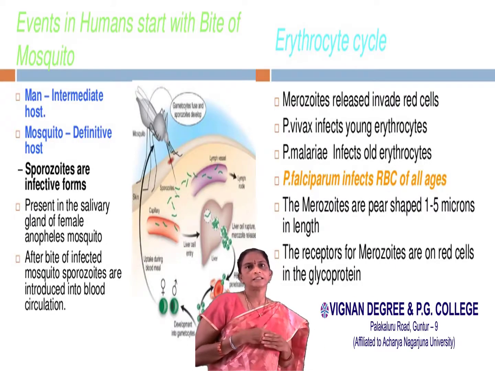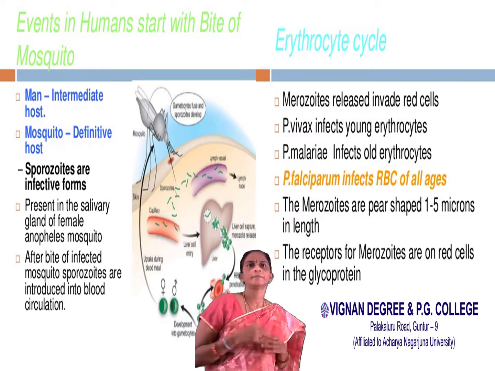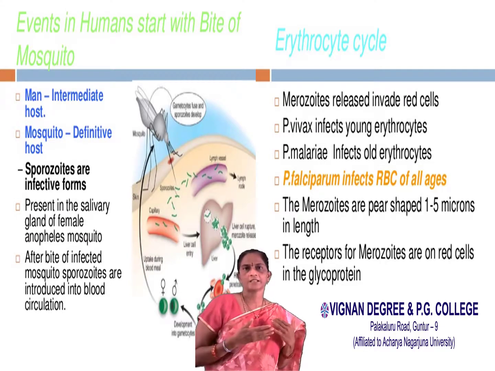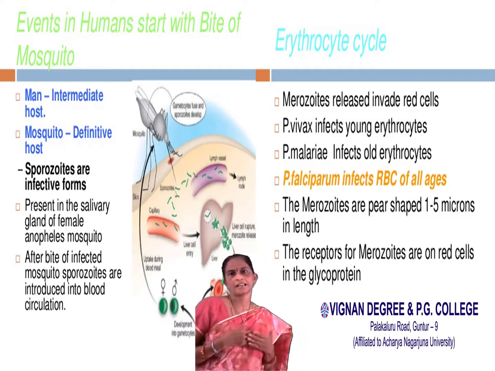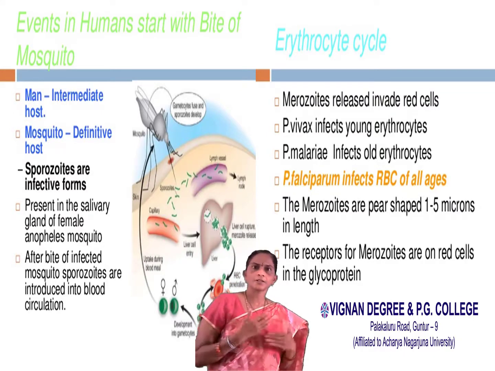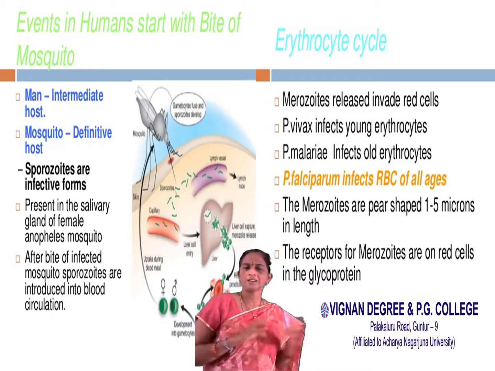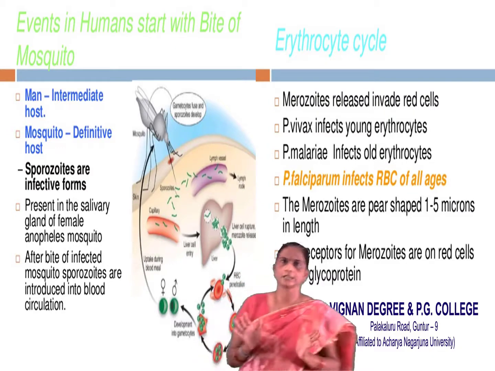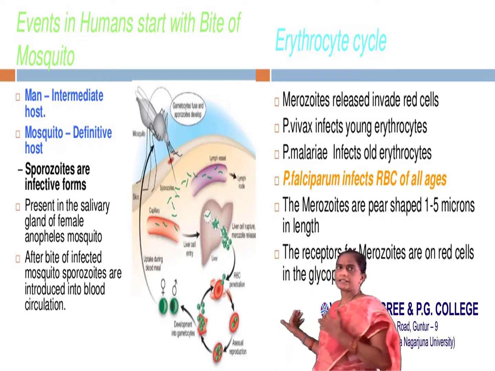Okay, understood the life cycle of Plasmodium? How is it going to be transferred? Through the bite of the mosquito. It can be transmitted from person to person only through the bite of the mosquito. Man-to-man transfer does not occur.